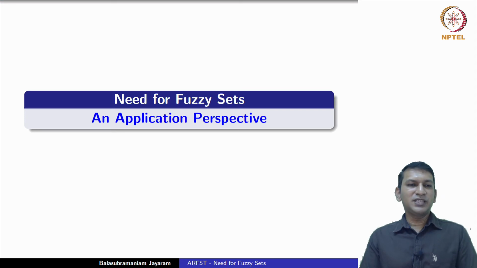So far, we have seen the need for generalizing classical sets themselves, and we have reached a point where we would like to abstract the concept, and fuzzy sets give you a way of doing it. How we do it will be covered in the next lecture, but now let's look at the need for fuzzy sets, how they were motivated from an application perspective.